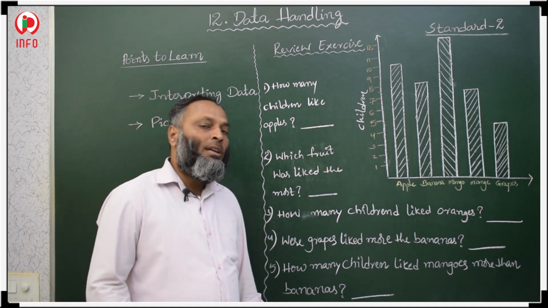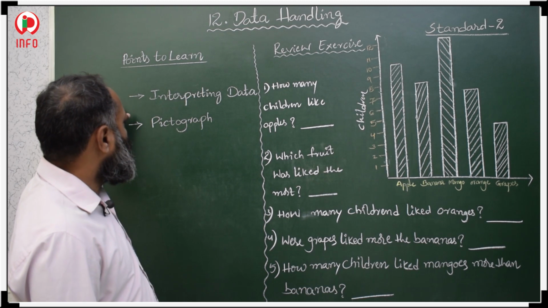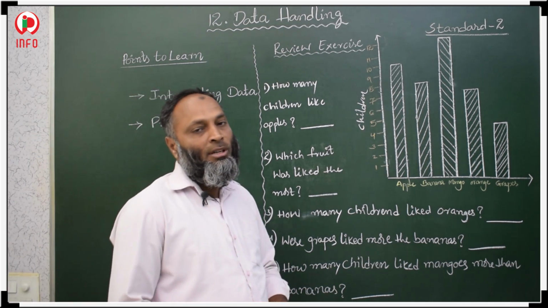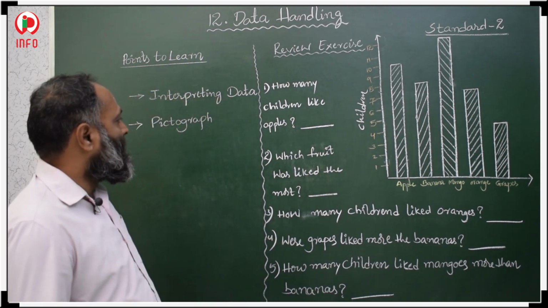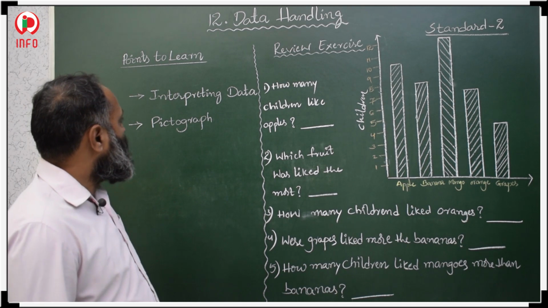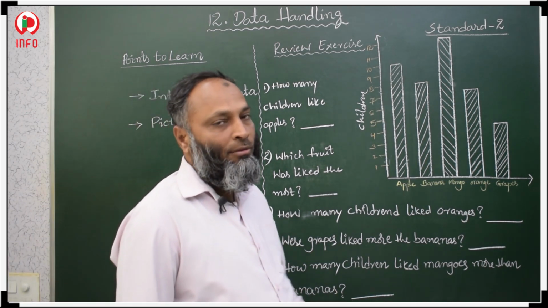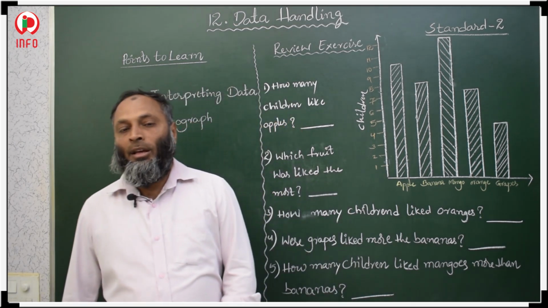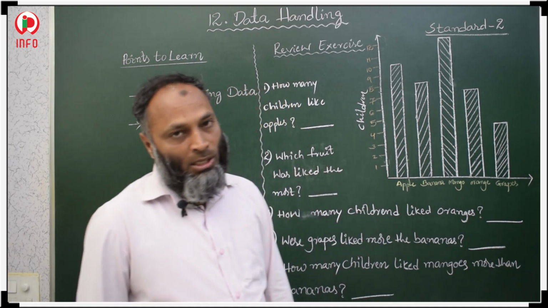Okay students, see here. What are the points we are going to discuss? The first is interpreting data, which means how to represent data. What are the methods? We are going to represent data, and in the pictograph, how to represent the data using a pictograph. These concepts we are going to discuss.